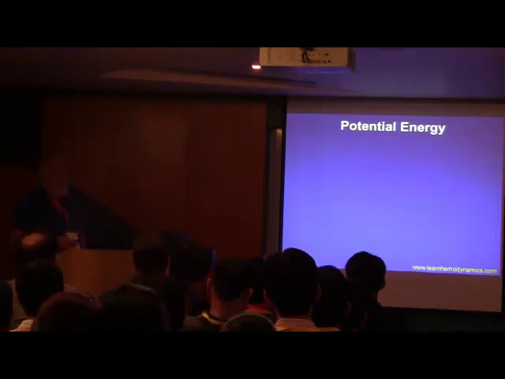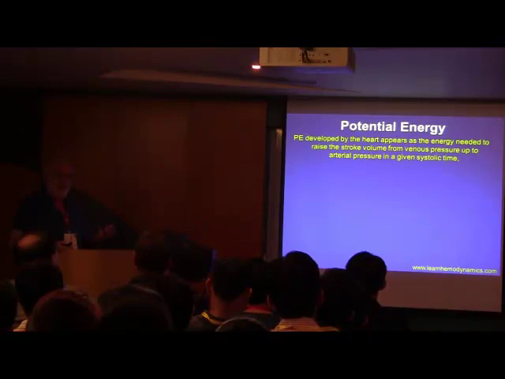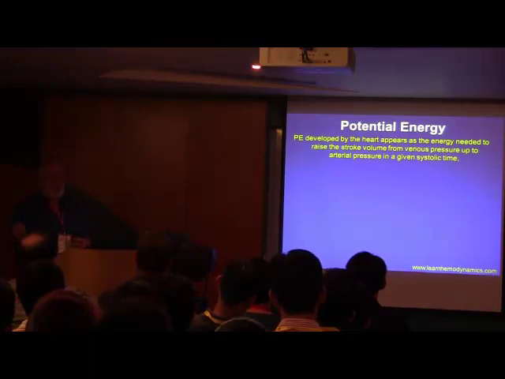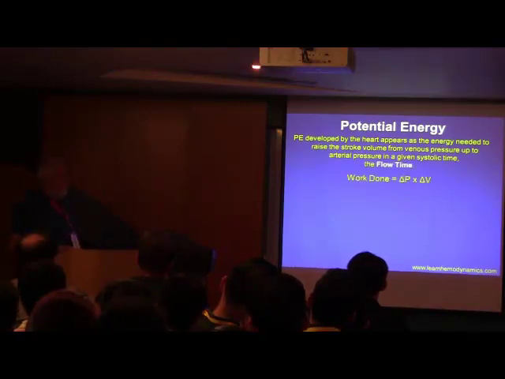So that energy goes into two forms, potential energy and kinetic energy. The potential energy is the energy that goes into raising one stroke volume of blood from venous pressure up to arterial pressure, just like lifting up a bucket of blood from the floor onto the table. But it does it in a given time, the systolic flow time. The faster you do it, the more power you must have. So that's the flow time, the length of systole, if you like.